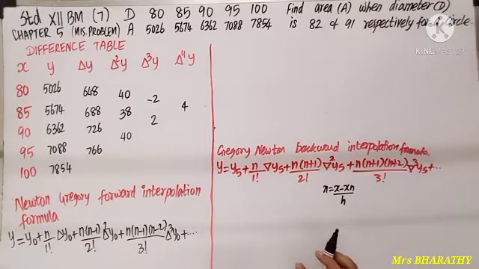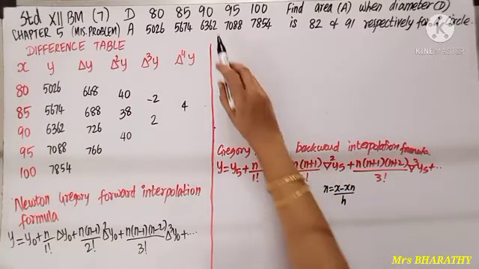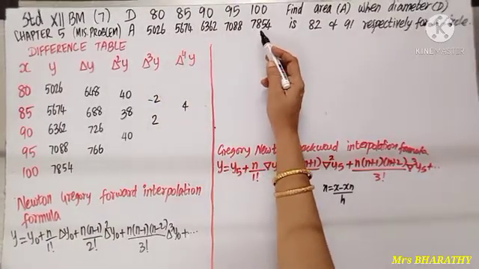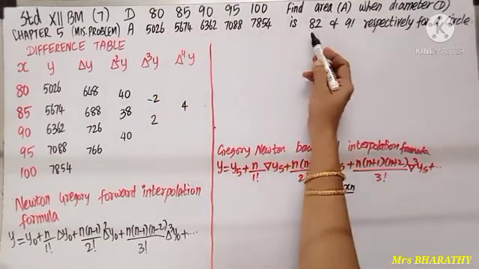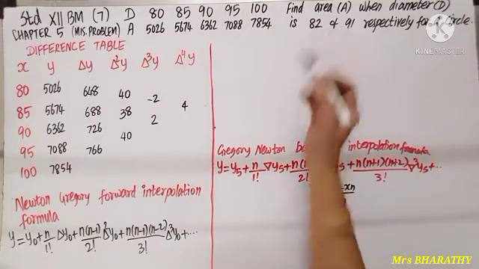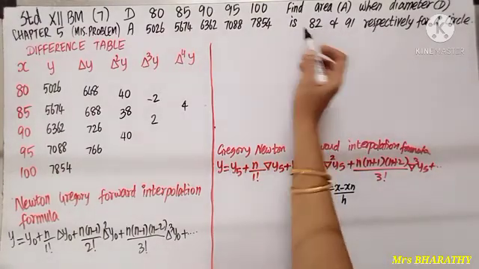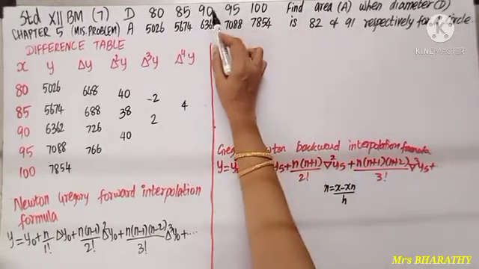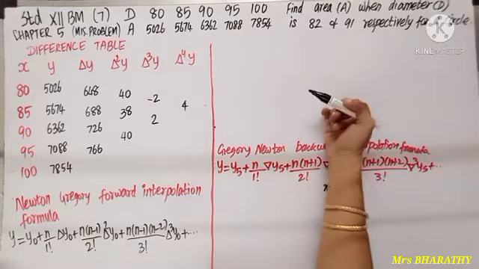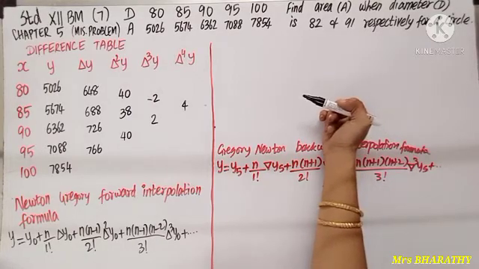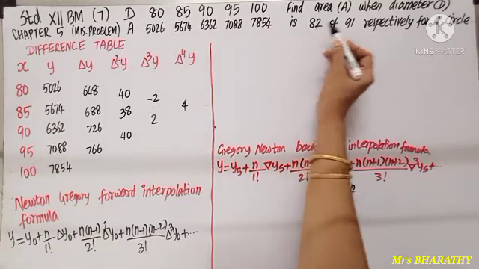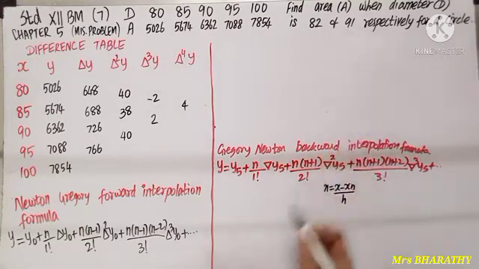Question number 7. Given diameter D and area A of the circle, find the area when the diameter is 82 and 91. 82 falls in the first interval, whereas 91 falls in the third interval. So we can use the forward difference table for 82 and backward for 91.